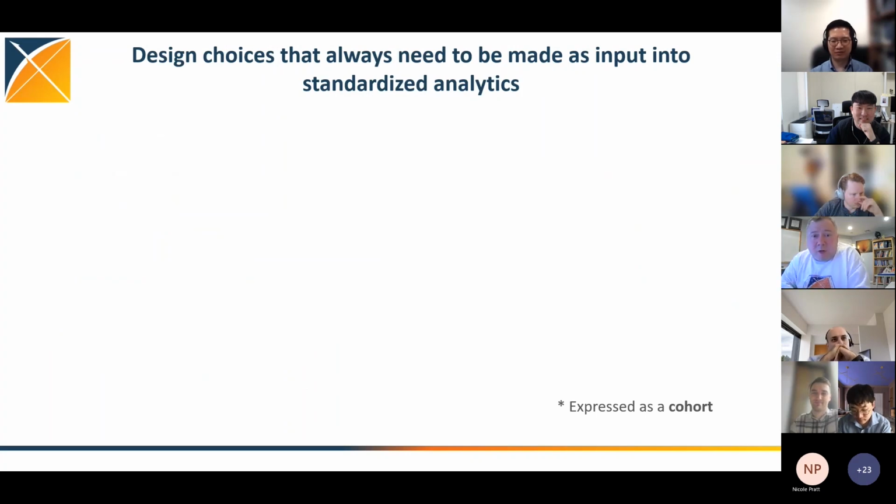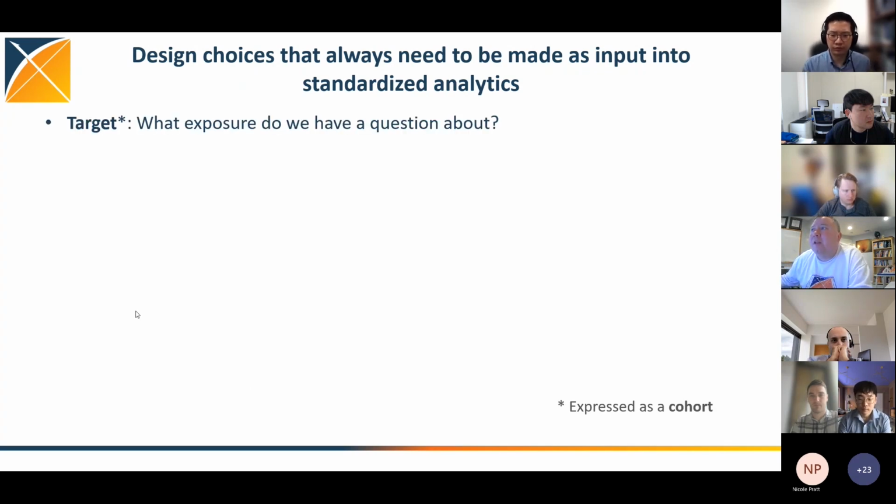the neat part about what our Odyssey Hades team has done is by standardizing these modules and making them work all together, we can start to see what are the common elements across our analyses. And we've really distilled this down to a pretty small set of design decisions that we actually need to make effectively for all of these standardized modules. And they're the following. We need to be able to define our target cohorts. So these are specifically what exposure we're actually interested in answering a question about.